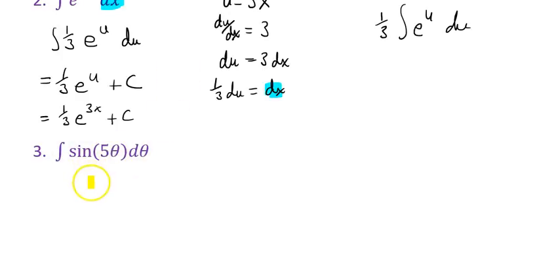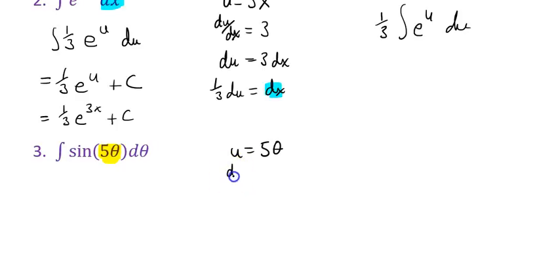Okay, so example 3 is really similar to that. You'll notice that we don't know the rule for sine of 5 theta. We just know the rule for sine of theta. And so since the derivative of 5 theta is not in the problem, that's okay. That's still going to be my u because I know the rule for sine. I just don't know the rule for sine when it has something other than a plain x or plain theta. So I'm going to let u equal 5 theta.